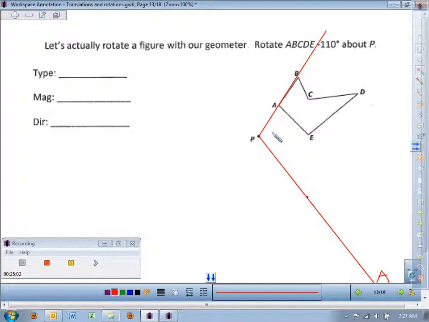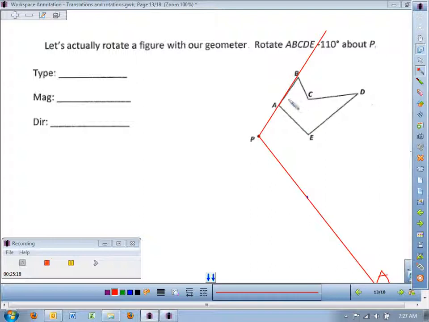I took this angle right here measures 110 degrees, and we went this direction, so that's really a negative 110 rotation. That's all we've done so far. Put an A there, because we're going to do that again for B, we're going to do that for C, we're going to do that for D, and we're going to do that for E.